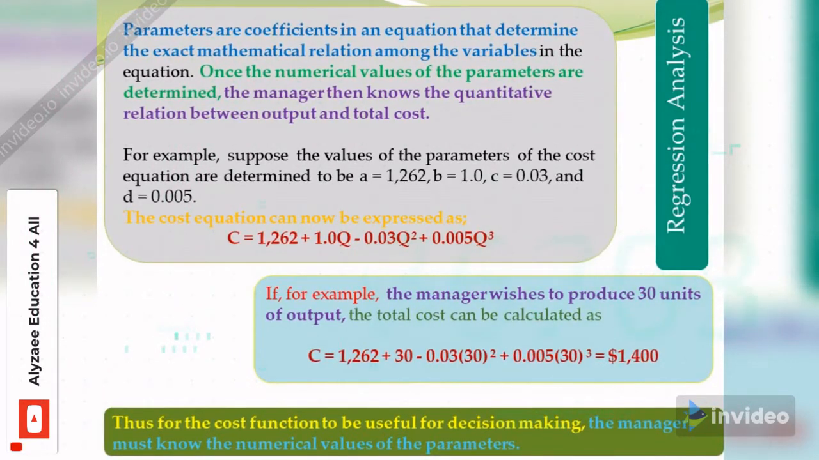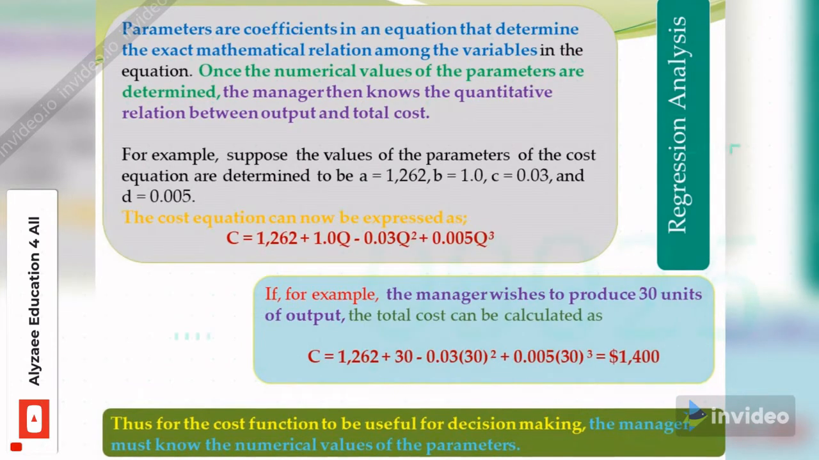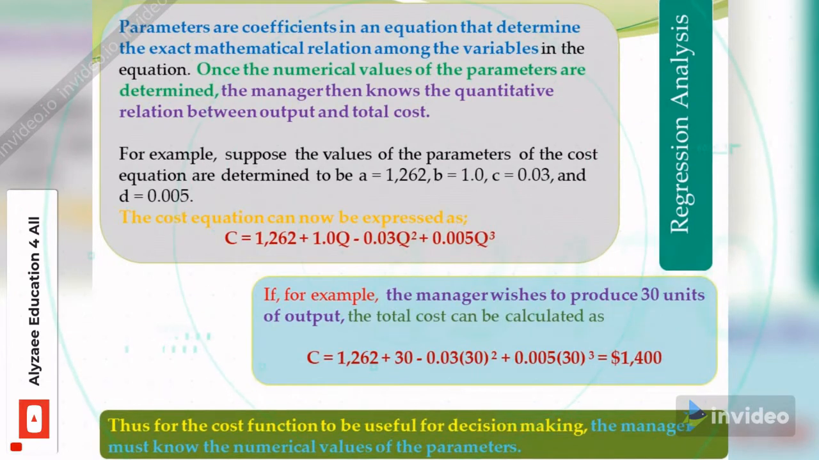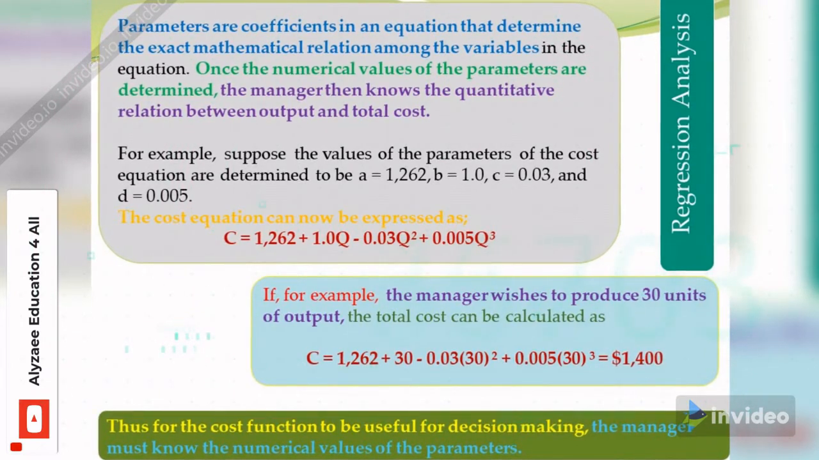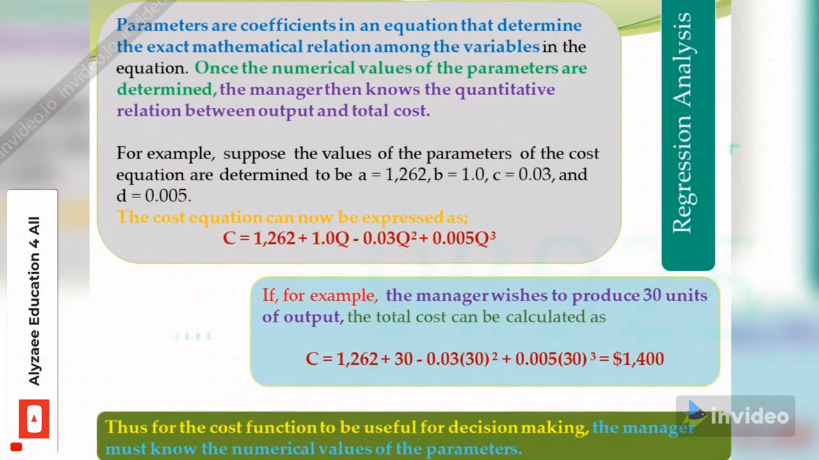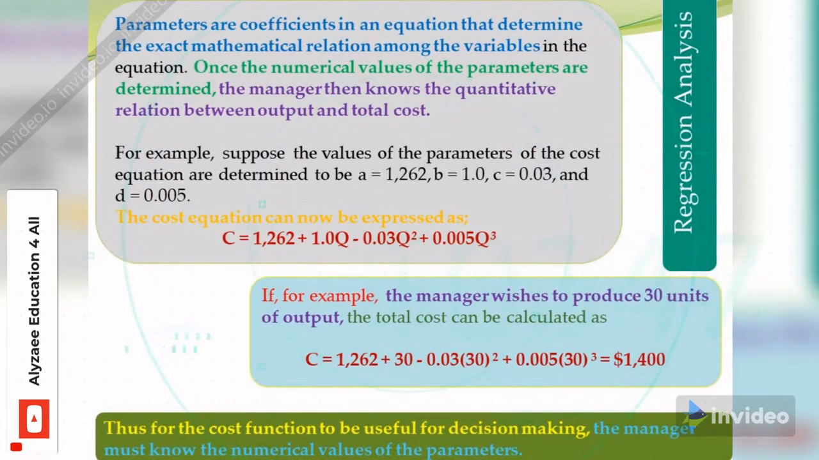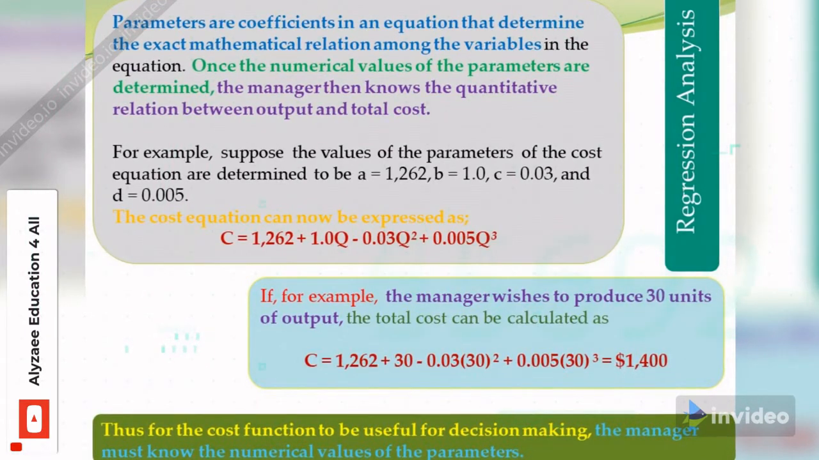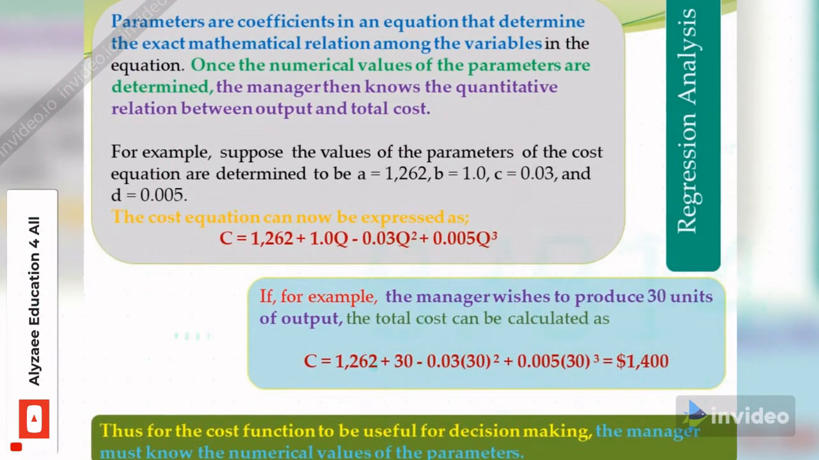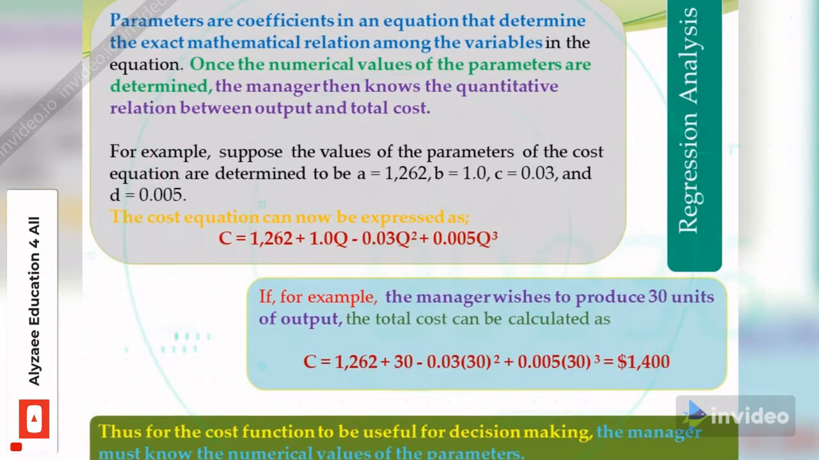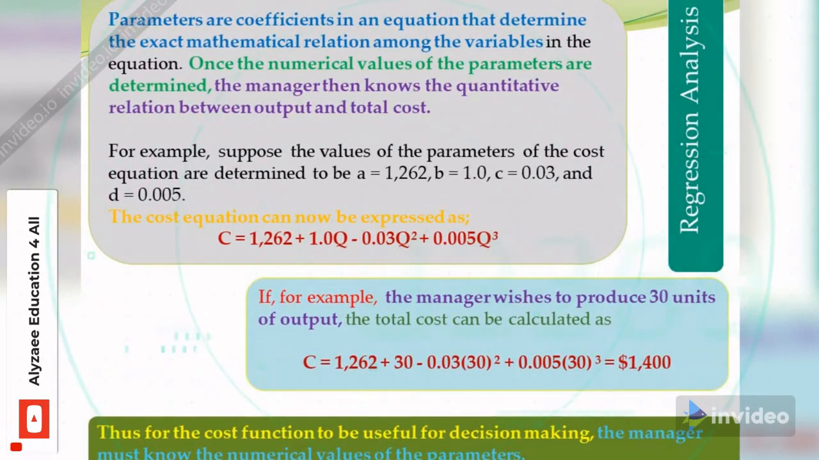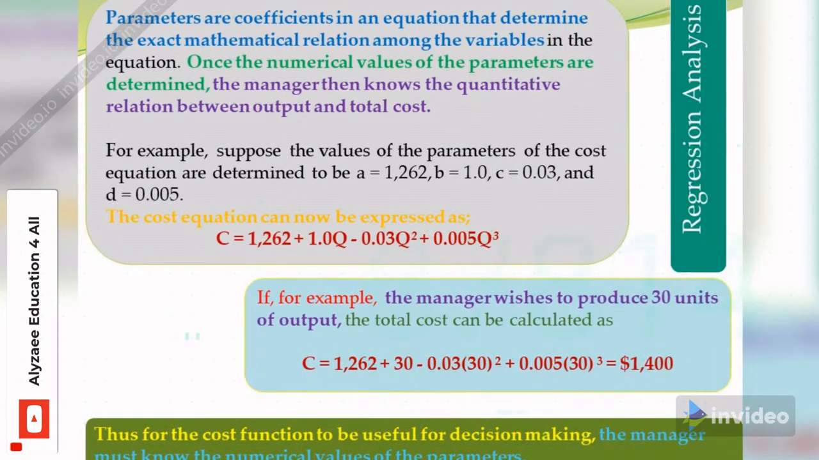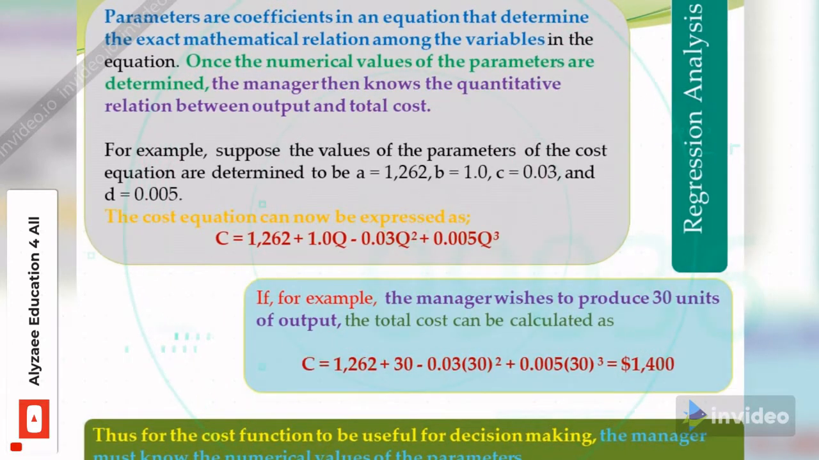So how does this mathematical relationship work, and how do we calculate the values? We will discuss this. Once the numerical values of the parameters are determined, the manager then knows the quantitative relationship between output and the total cost. For example, suppose the values of the parameters of the cost equation are determined and known to us, and we put those values for A, B, C and D in the same formula. Then C equals 1262 plus 1Q minus 103 Q squared plus 0.05 Q cubed.